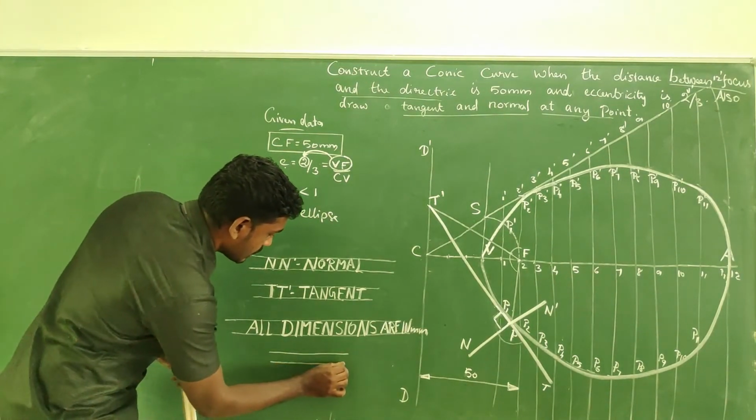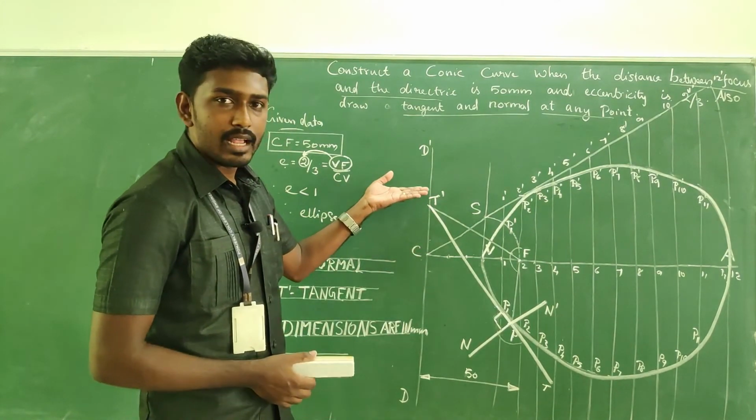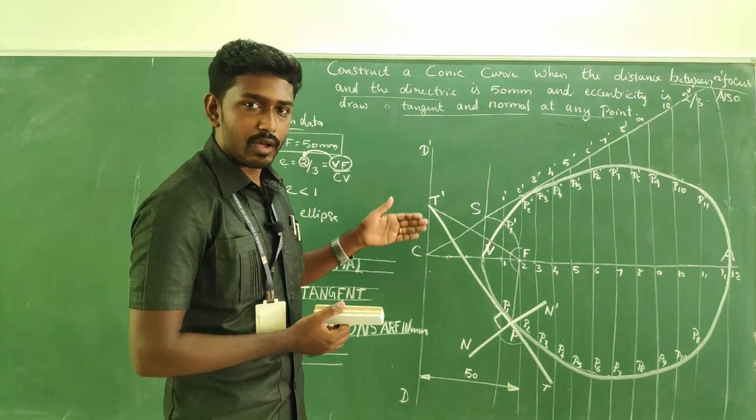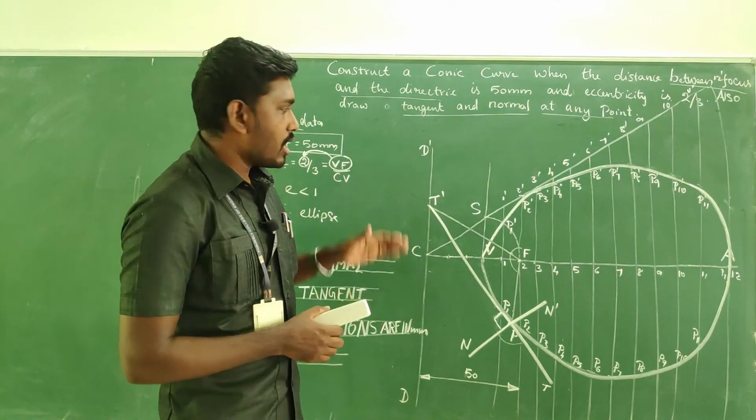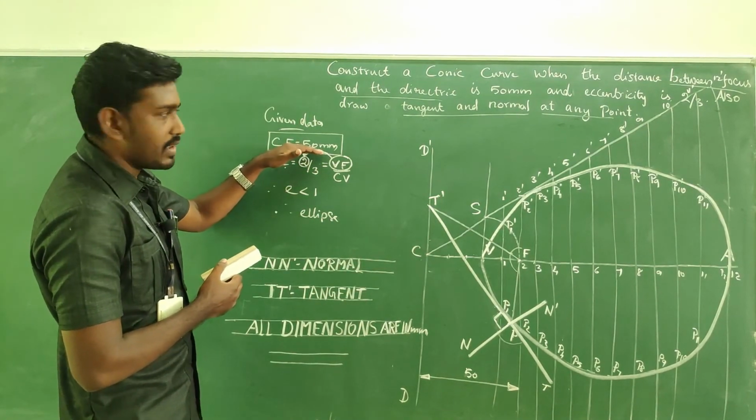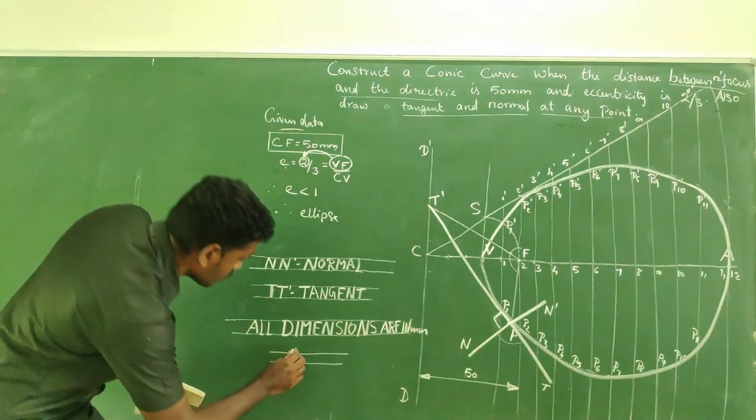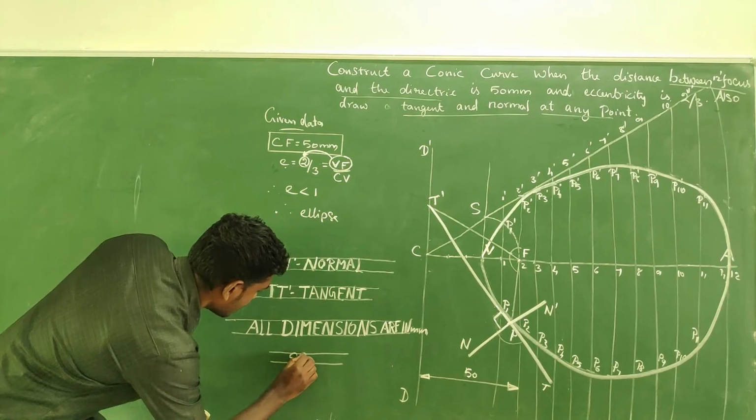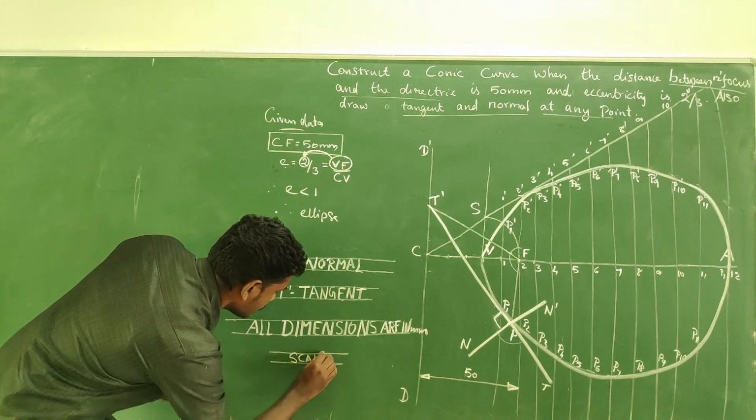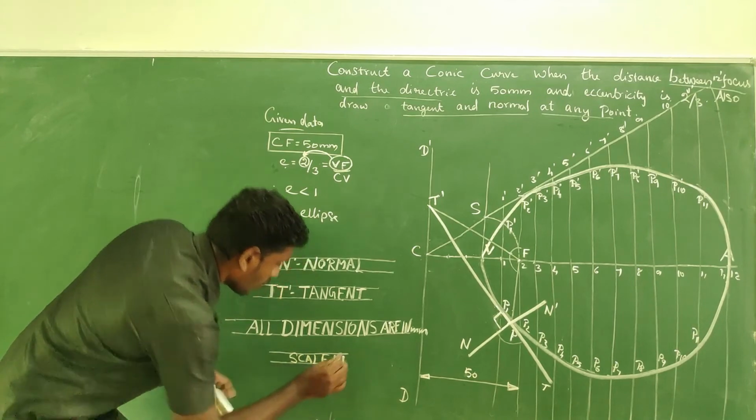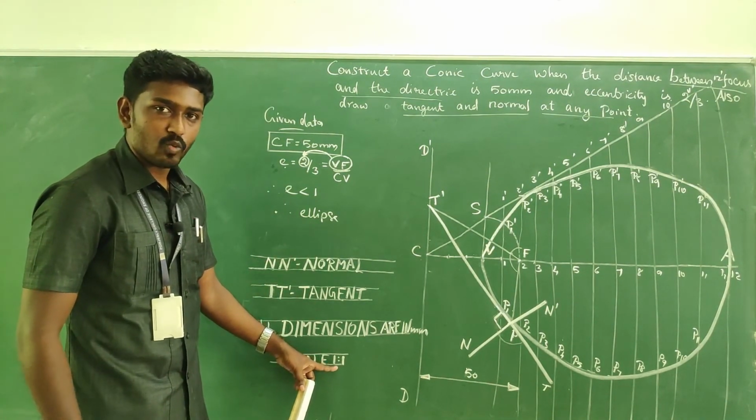Fine. And next, how to display the scale. Here we did not use any kind of reduced scale or enlarged scale. Am I right? As it is given in the question, we have taken it. So here what we have to do is note the scale as 1:1. We have taken it as it is in the question, so we are giving it as 1:1.